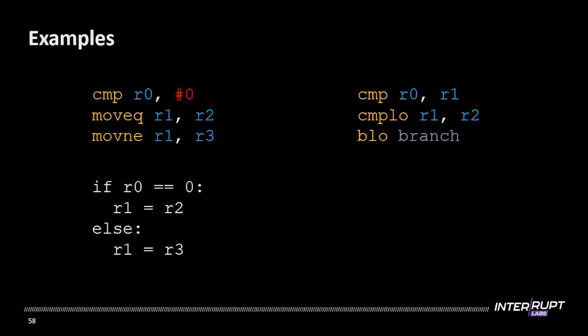Second example, how about this? So this is equivalent to this comparison. Again, in ARM64, you could achieve the same with CCMP, but this is a lot more intuitive.